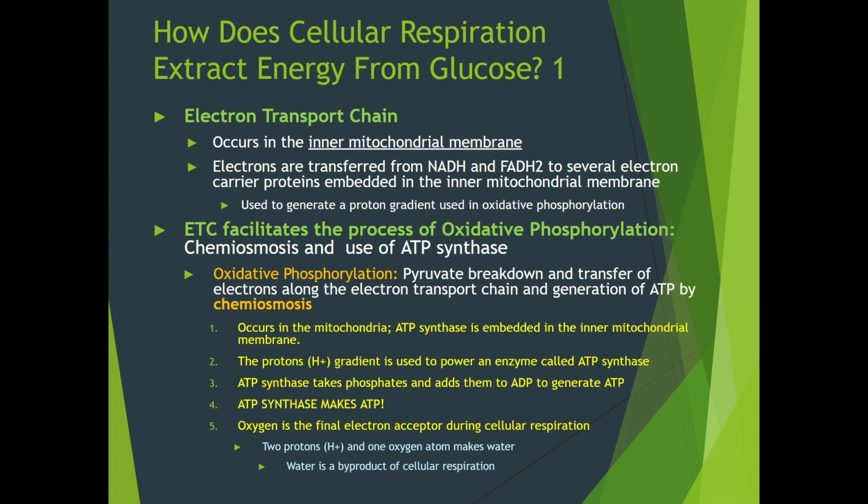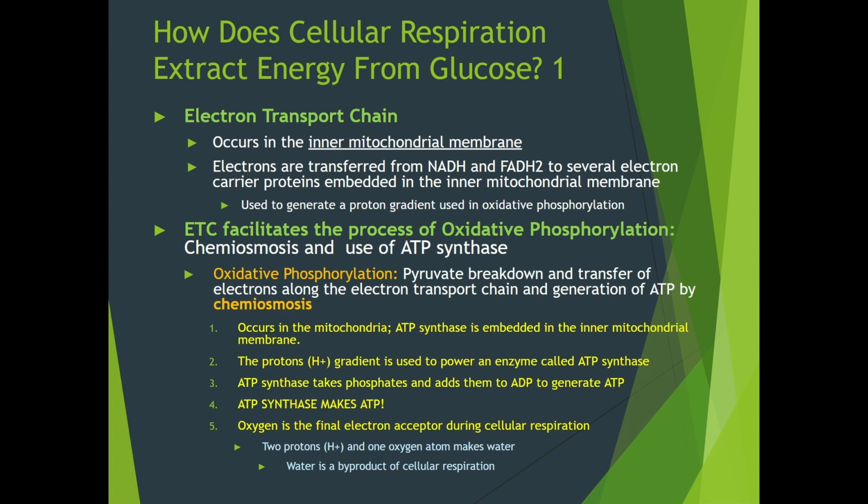Then we can move that gradient of protons, or hydrogen ions, from the intermembrane space back into the matrix through an enzyme called ATP synthase. It's called ATP synthase because it synthesizes ATP, and it uses this passive transport of protons to do so. So oxidative phosphorylation is pyruvate breakdown and transfer of electrons along the electron transport chain, and the generation of ATP by chemiosmosis. So it utilizes not only the electron transport chain, but this process of moving protons. It occurs in the mitochondria.